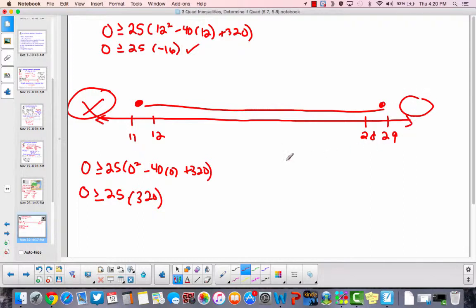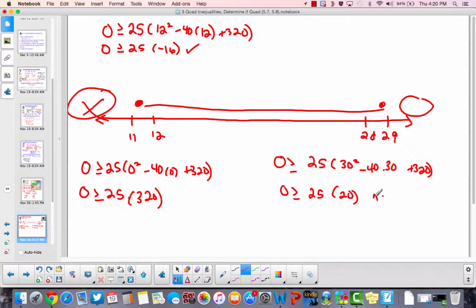Do the same thing over here. I chose 30 just because it's easier to square. So we have 0 greater than or equal to 25 times 30 squared minus 40 times 30 plus 320. Okay. Is 0 greater than or equal to 25 times 20? Well, no, that can't be, so it's not out here. So it's in this range in here.